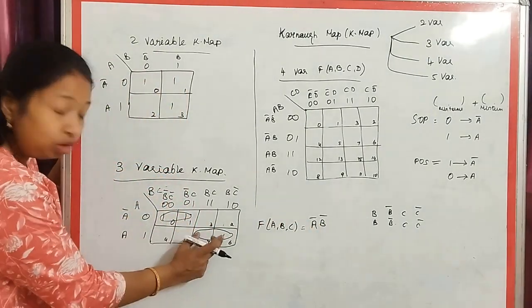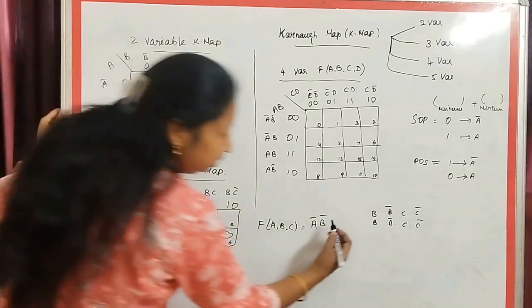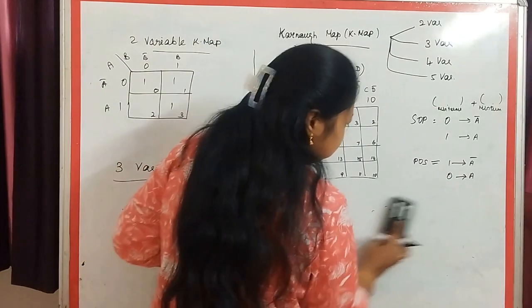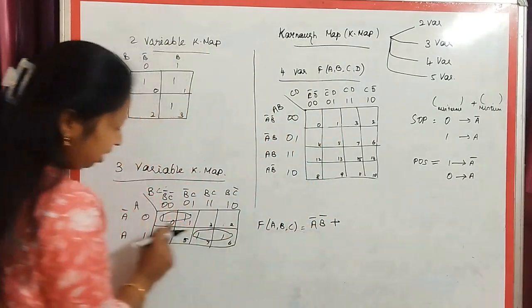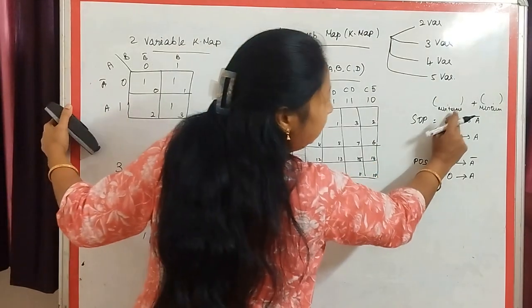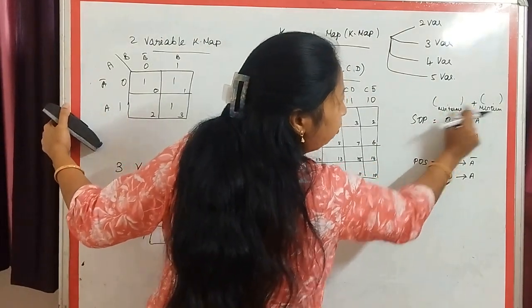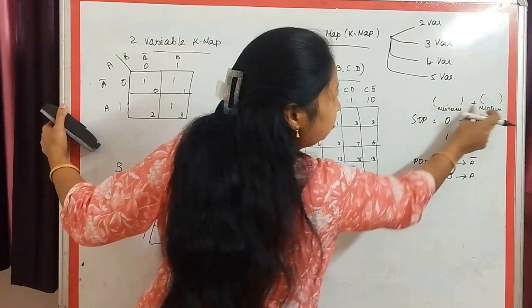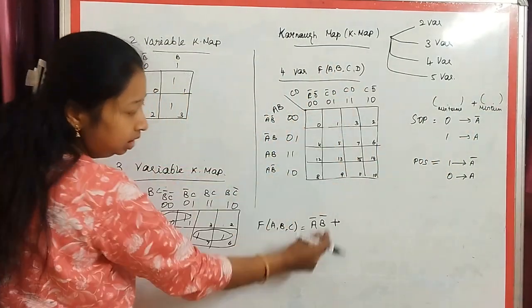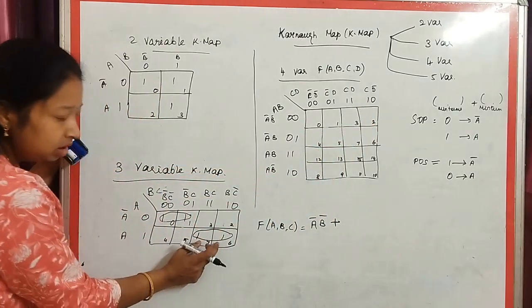Understood? Now we have got 2 bubbles, so we have to write the expression for both bubbles. For the first bubble we have written, we are writing the sum of product terms. Sum of product terms, where each product term corresponds to one minterm. We have written one minterm here. The other minterm we have to write.